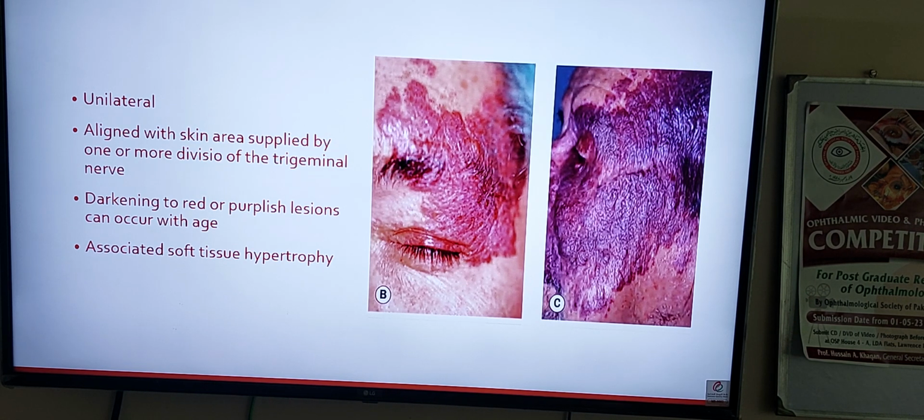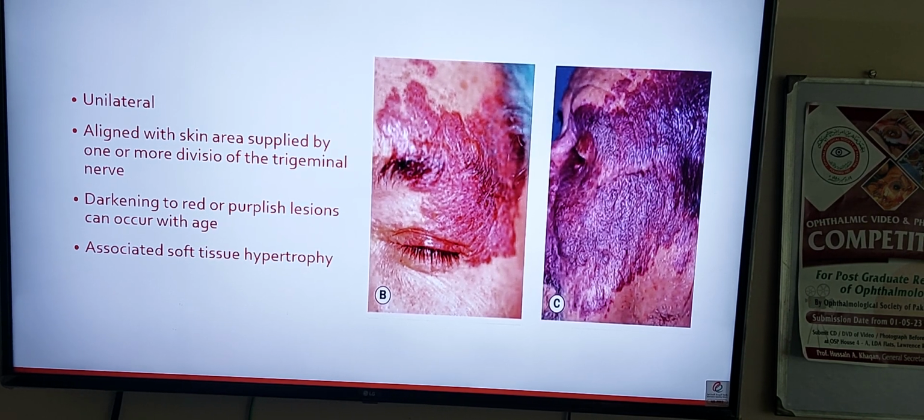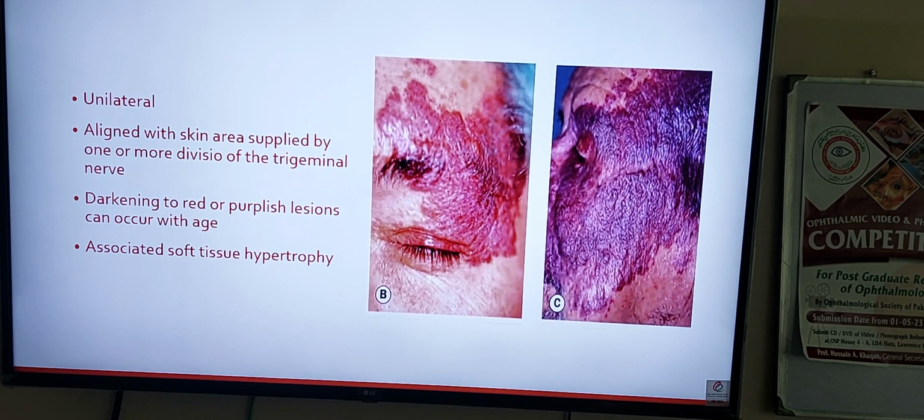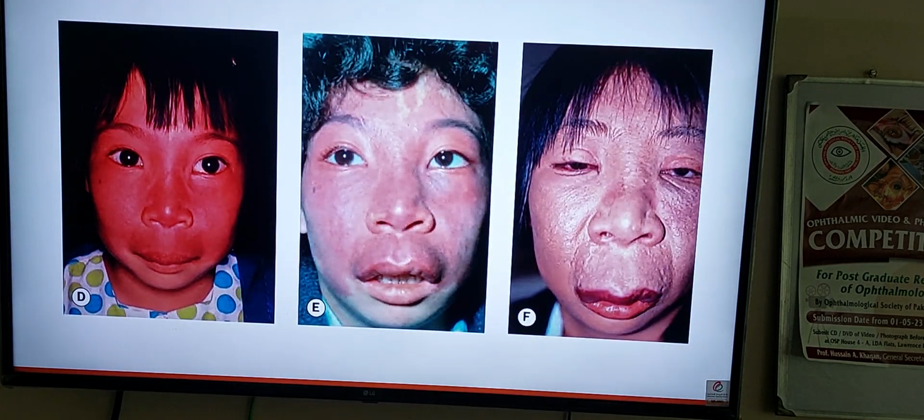Usually the first and the second divisions are involved, and there is darkening to a red or purplish lesion which occurs with age, and associated soft tissue hypertrophy also occurs. So this is a patient with port wine stain, and you can see the progression of the disease over the years, associated with soft tissue hypertrophy.